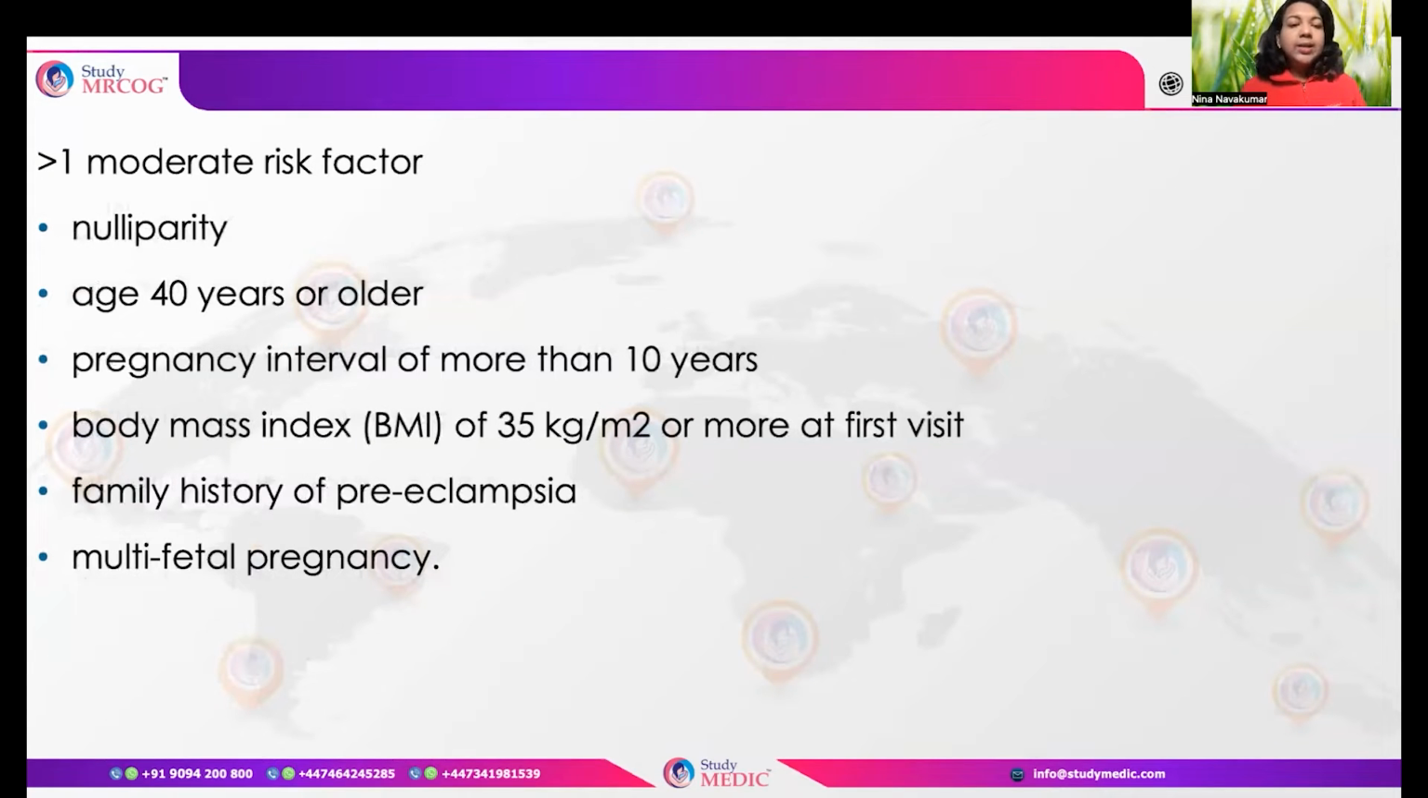Now, there are something called moderate risk factors, but we need more than one moderate risk factor to start on aspirin, like nulliparity, age more than or equal to 40 years, pregnancy interval of more than 10 years, body mass index of 35 kg per meter square or more at first visit, family history of preeclampsia, as well as multiple pregnancy. So the multiple pregnancy and the age more than 40 years, all these have been recently added in the newer version of the guideline, or the updated version of the NICE guideline on hypertension in pregnancy.